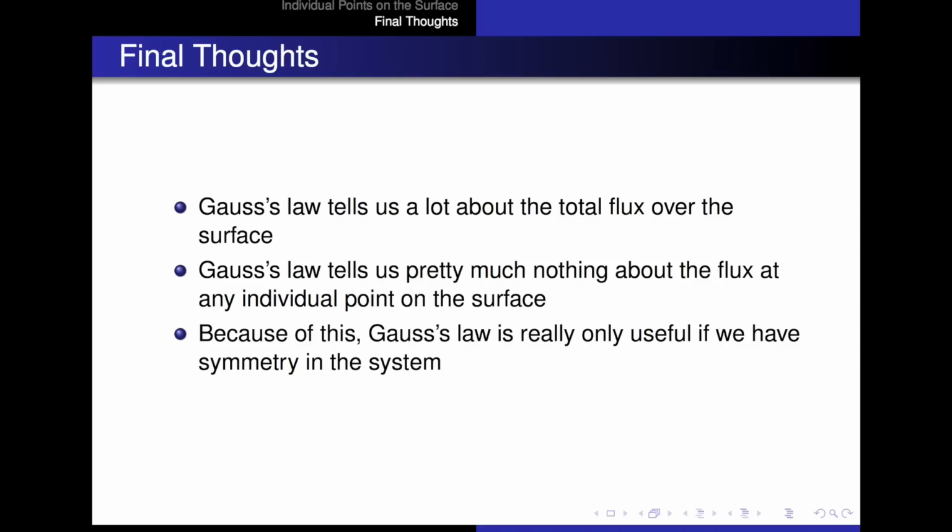So where does that leave us? Gauss's law tells us a lot about the total flux over the entire surface, but it tells us pretty much nothing about the flux at each individual point on the surface. So Gauss's law really is only useful if we have some sort of symmetry in the system. And the reason for that is we can figure out some relationship between each individual point on the surface and then use that to determine the electric field at each point.